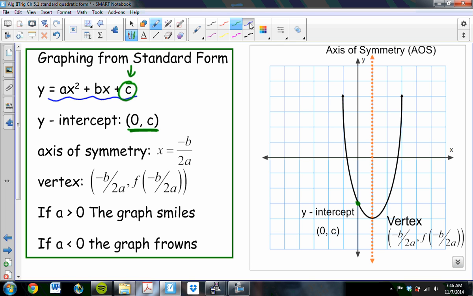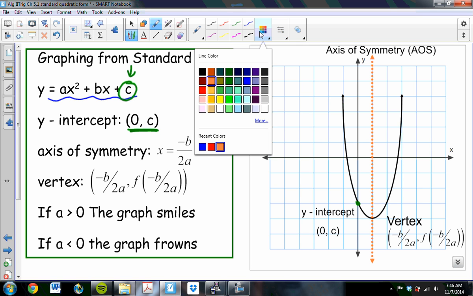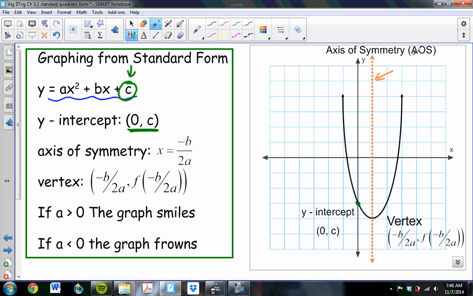Another very useful thing, in fact, this is probably the most useful thing, is the axis of symmetry, which is this orange line right here. I'll change colors. This orange line right here is called my AOS, axis of symmetry. That's the line that cuts the parabola in half, makes it symmetric. Can be found using this equation, x equals negative b over 2a. If I take whatever this b value is and divide it by 2 times that a value and make it negative, I can find the vertical line that cuts the graph in half.